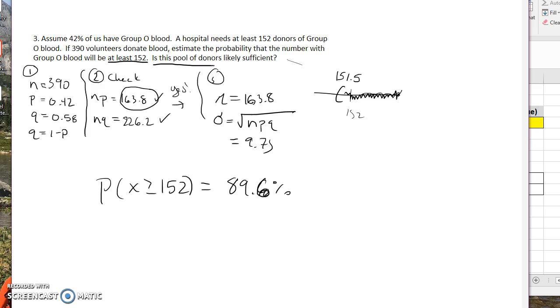It says, is this pool of donors likely sufficient? Well, 89% of the time you're going to have enough donors, so I think I would say yes here.